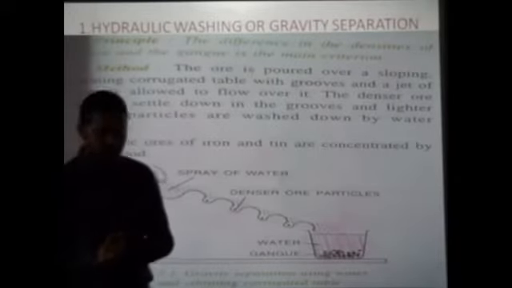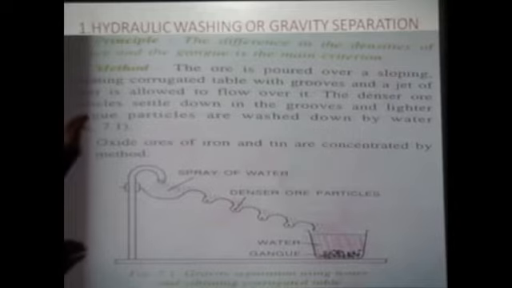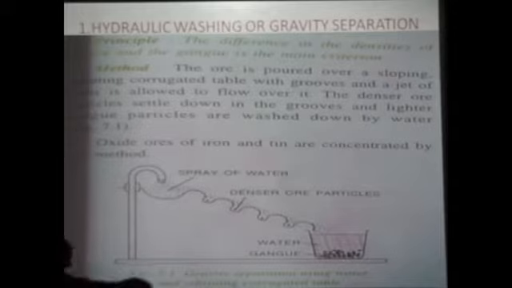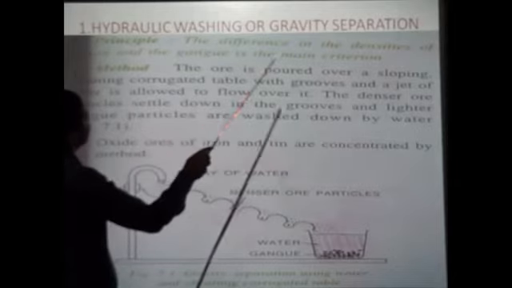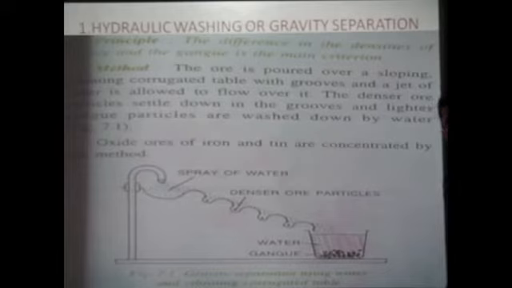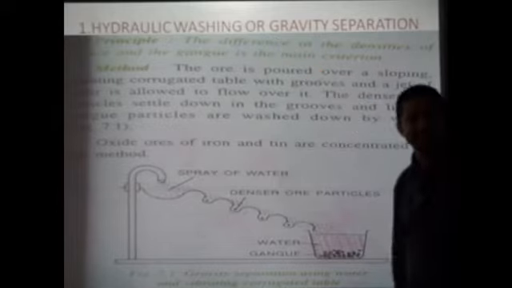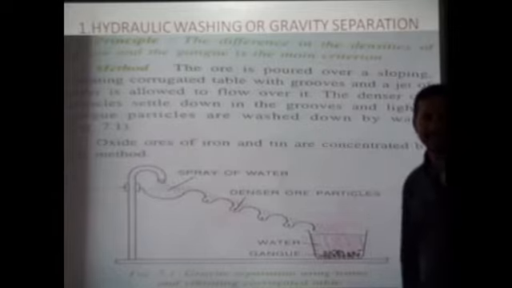So first of all is hydraulic washing or gravity separation. Gravity separation is also called hydraulic washing. So what is the principle? How does this method work? Let's see. The difference in the densities of the ore and the gangue is the main criterion. So how do we separate ore from impurities using hydraulic washing or gravity separation? There must be a difference in the densities of the ore and the gangue.